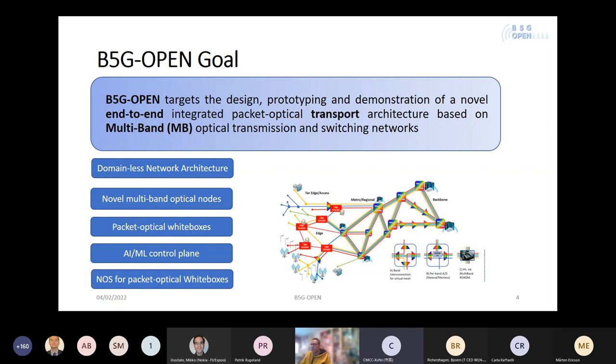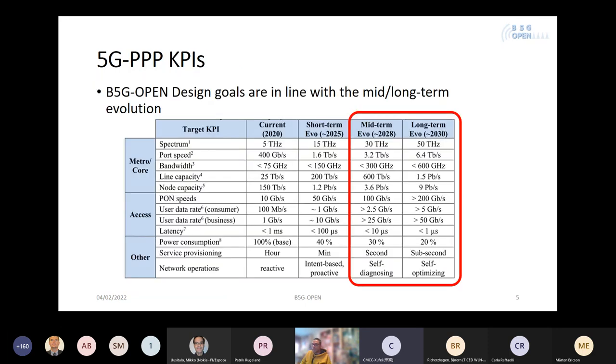We have few examples out there of this integration, and it's not a very seamless integration. To build all of this, we need a new control plane. So we are also developing a control plane assisted by AI and machine learning with the end goal of zero touch, controlling the multiband time predictions, and also building the network operating system for these packet optical white boxes.